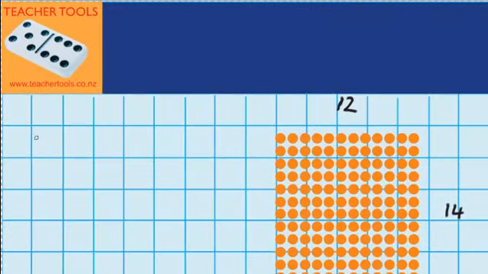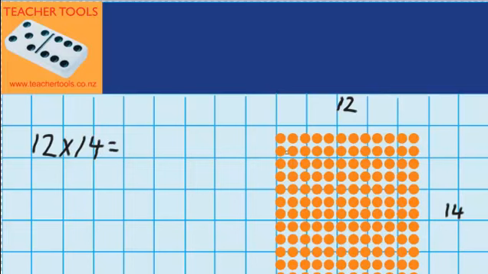Welcome to Cross Products. In this lesson I'm going to try and multiply some multi-digit whole numbers. That just means I'm going to multiply two numbers together which have more than one digit in them. For example, I can do 12 times 14 equals something.